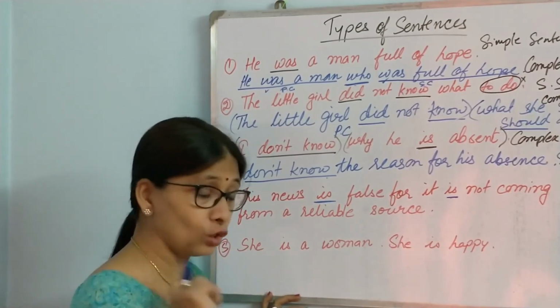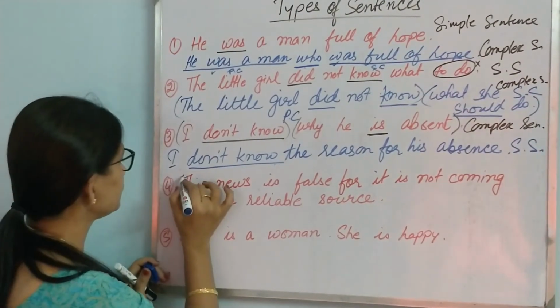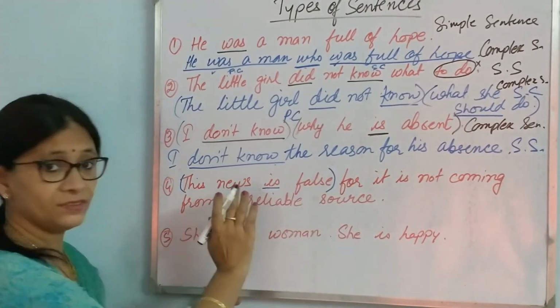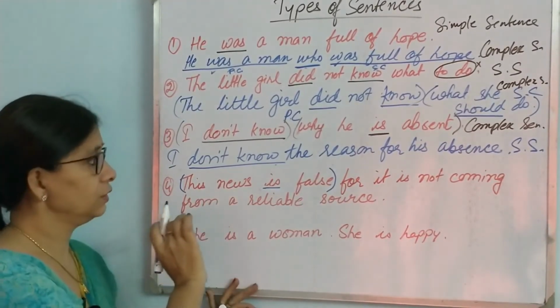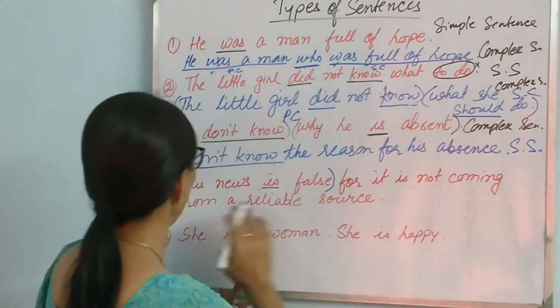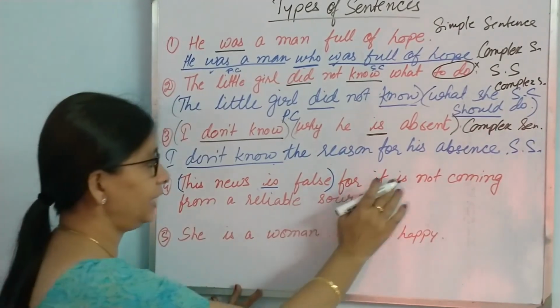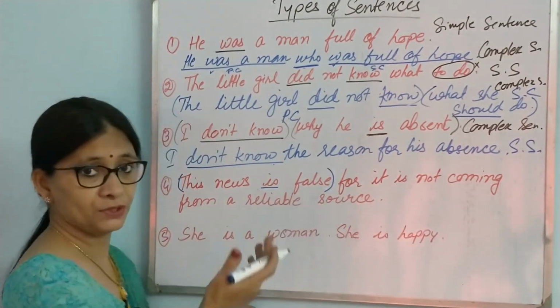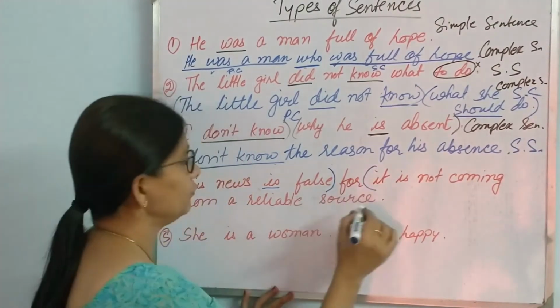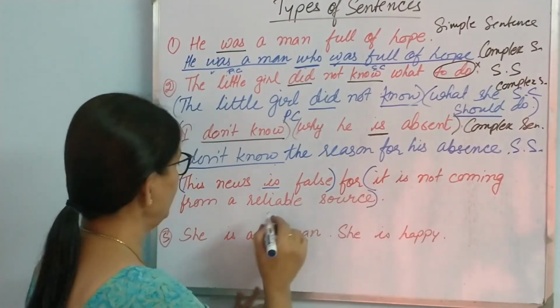Now we have to find the clauses. "This news is false" is the principal clause. Then, "for it is not coming from a reliable source." "It is not coming from a reliable source" is quite an independent sentence, okay? So, it is joined by a conjunction.